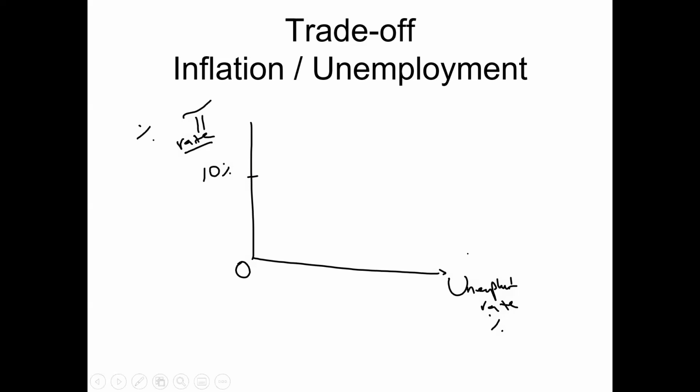Zero. We're saying there's a trade-off. Inverse relationship, wouldn't it? I'm going to draw it like this. We draw it like a curve. Later we will see why it is a curve, but this is the idea of what we will call the Phillips curve.